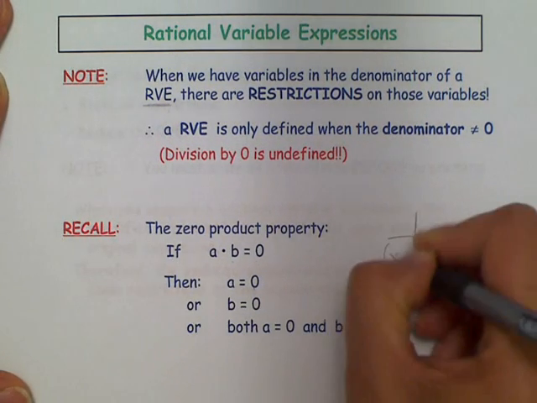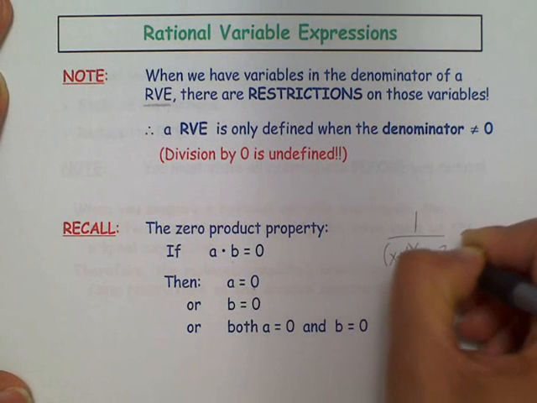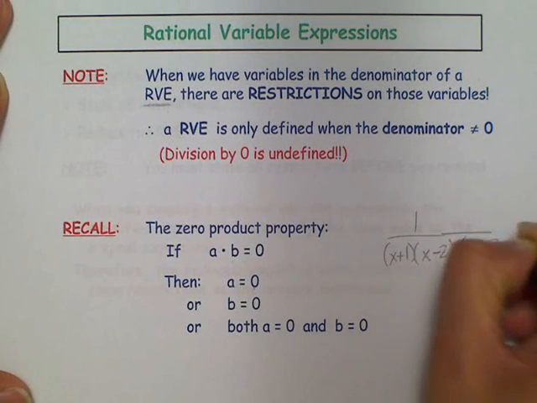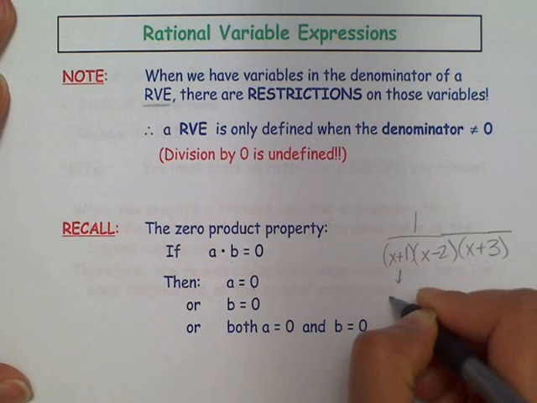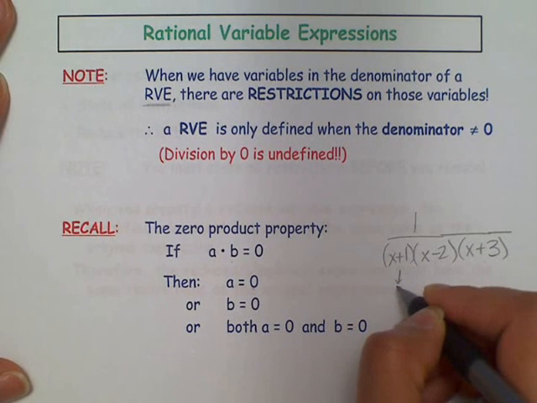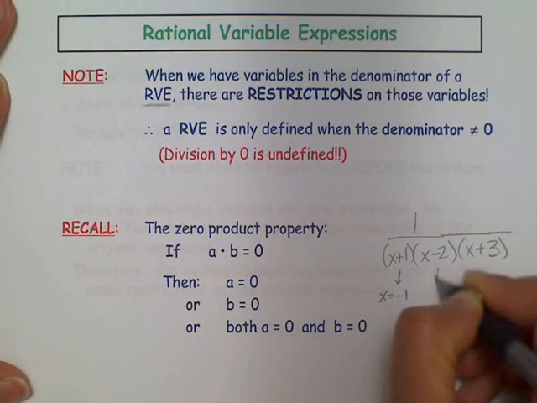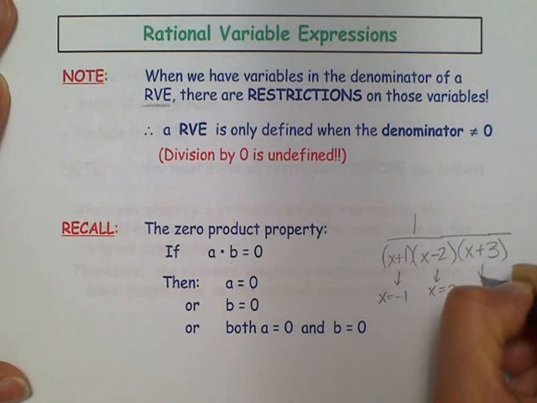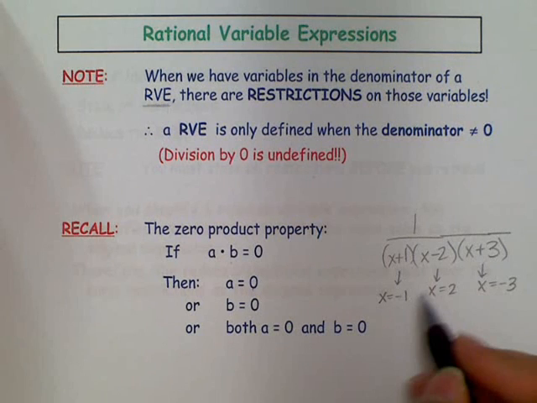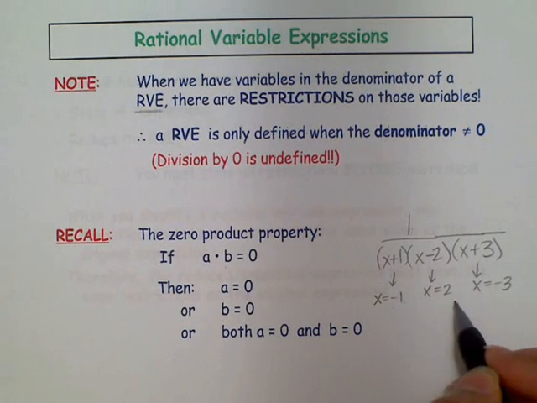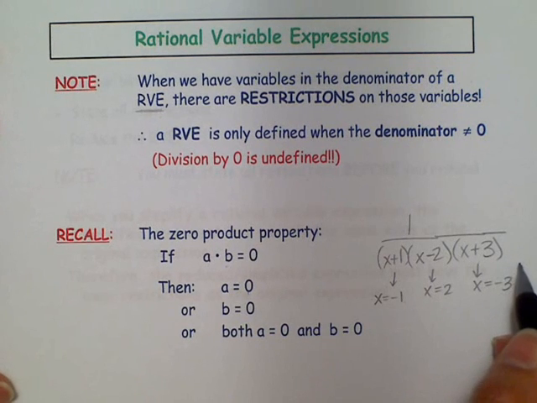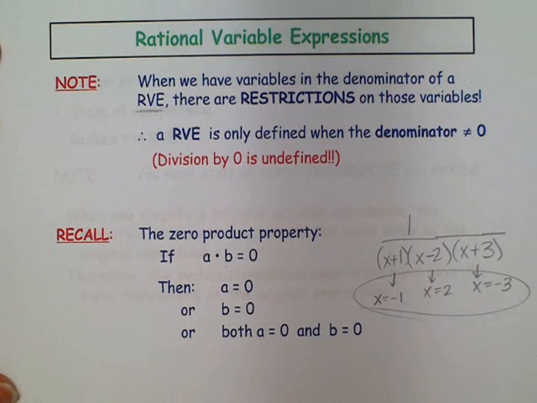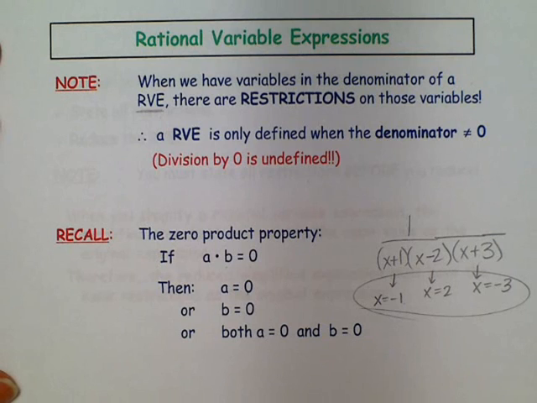Okay, so if you have something like 1 over x plus 1 multiplied with x minus 2 multiplied with x plus 3, for example, here I have three terms in the denominator, and what that means is I need to solve each of these factors equal to 0 to figure out what value of x would make those factors equal to 0. And you should know how to do these fairly quickly. And so there's the three restrictions that we have. X equals negative 1, x equals 2, and x equals negative 3 are all values of x that would make the denominator here 0. Okay, so these would be our restrictions. And we'll take a look at the notation you would use to state your restrictions.